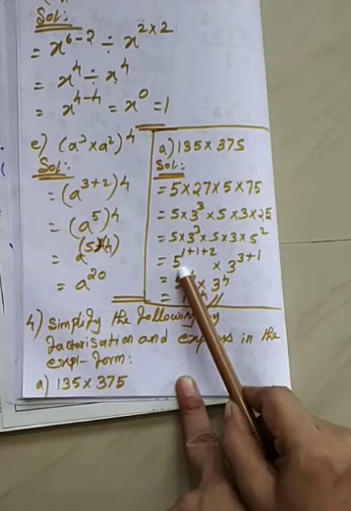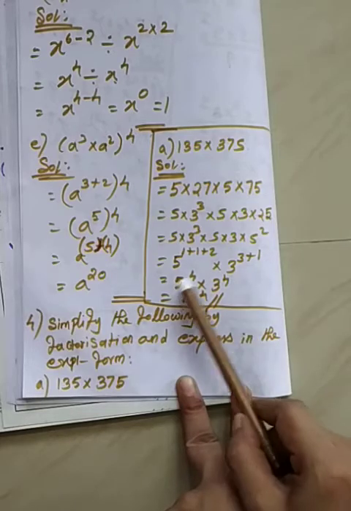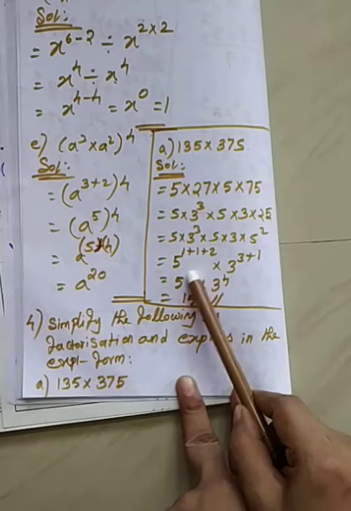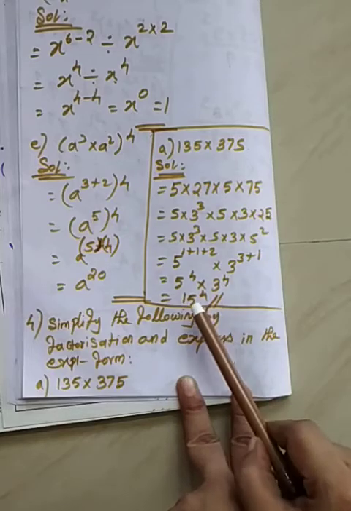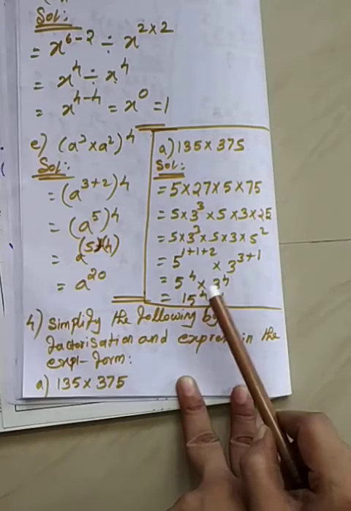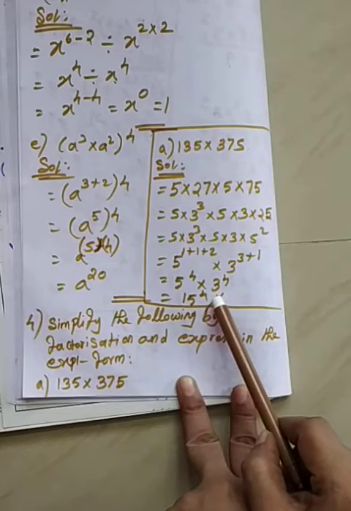See here, 5 power 4 into 3 power 4. See here the base is different but the order is the same. So you can multiply the bases. So 5 3s are 15. So the order you can write only one time. So your answer is 15 power 4. Okay. The next problem.